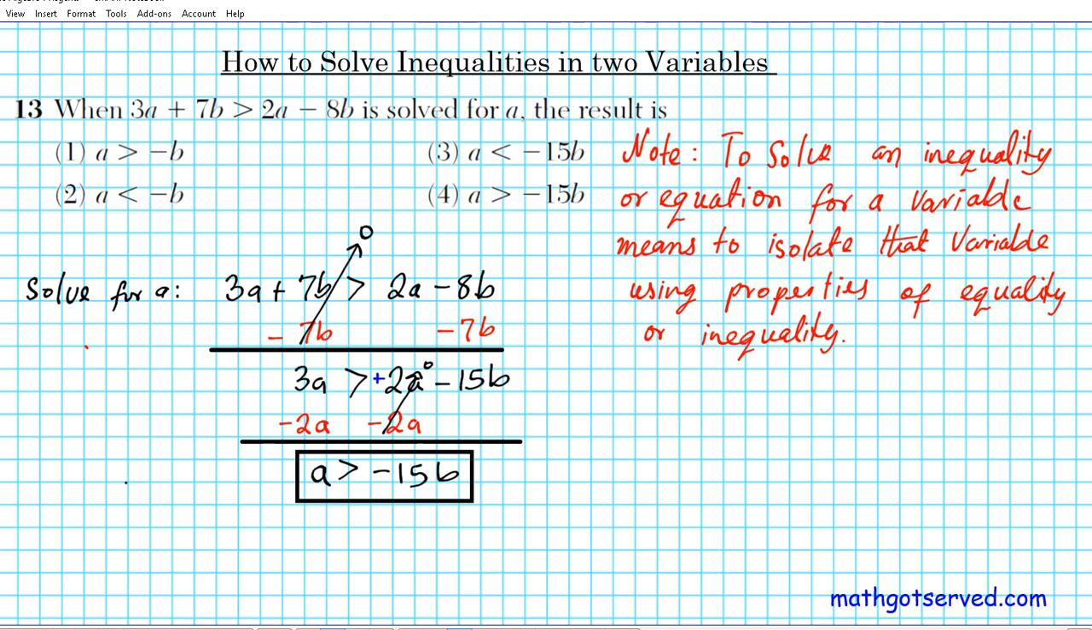How do we know that we're done solving? We know that we're done solving because a has been isolated. Isolation of a variable is basically what solving that inequality or equation for that variable means. Alrighty, so the answer to question number 13 is option number 4.